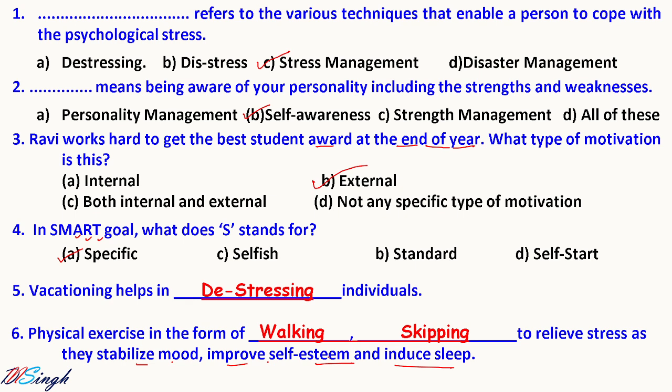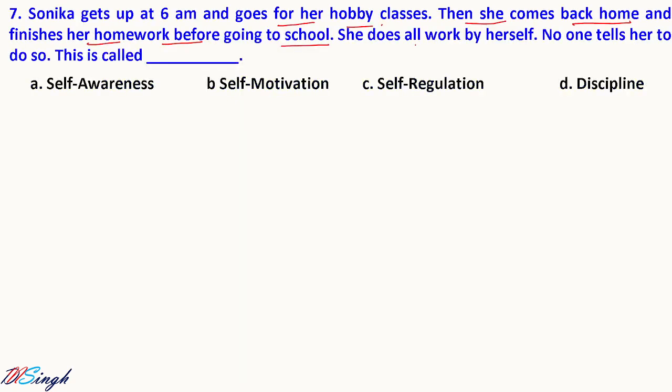Let us go for the next question. Sonika get up at 6 a.m. and goes for hobby classes. Then she comes back home and finishes her homework before going to school. She does all the work by herself. No one tells her to do this. So there is no one who is telling to do the work. This is called what? Self-awareness, self-motivation, self-regulation, and discipline. This is called what? Self-motivation. Without anyone else's interference, if you are doing your job perfectly and you feel strongly within your heart that you have to do that work, then that is called what? Self-motivation. Let us move to the next question.